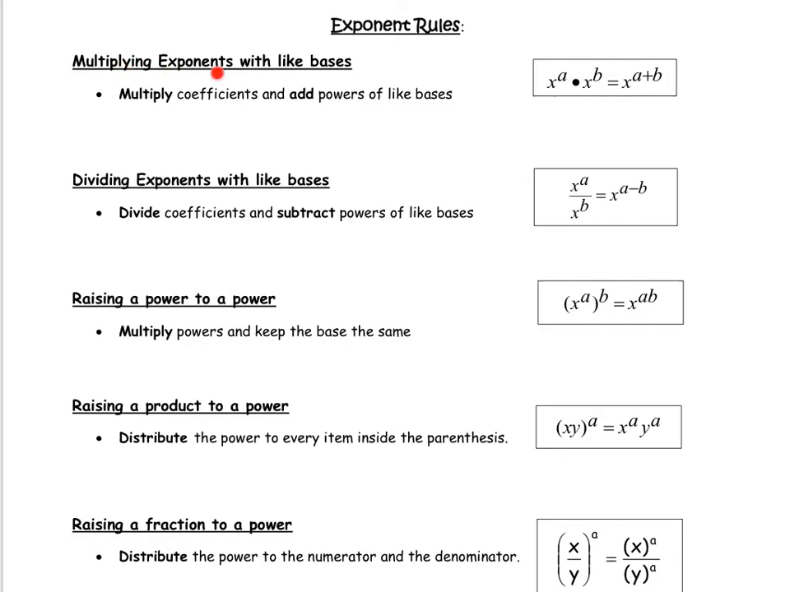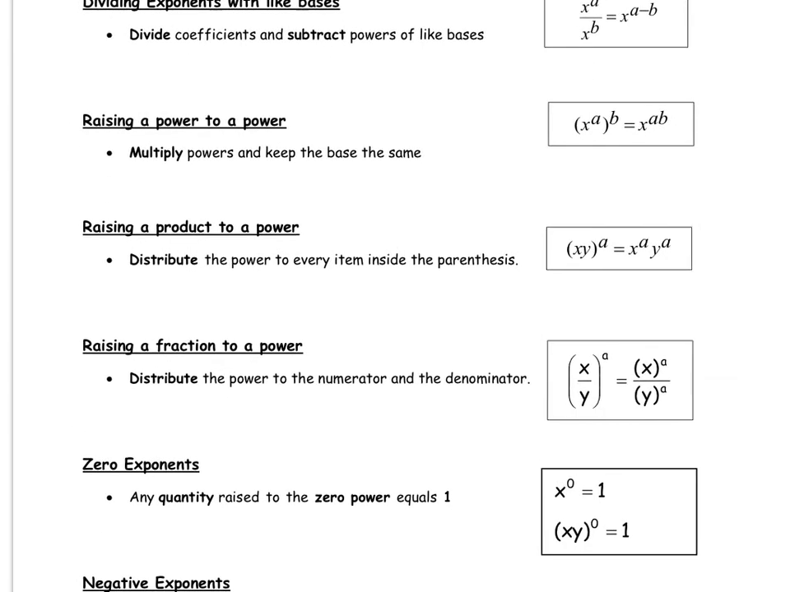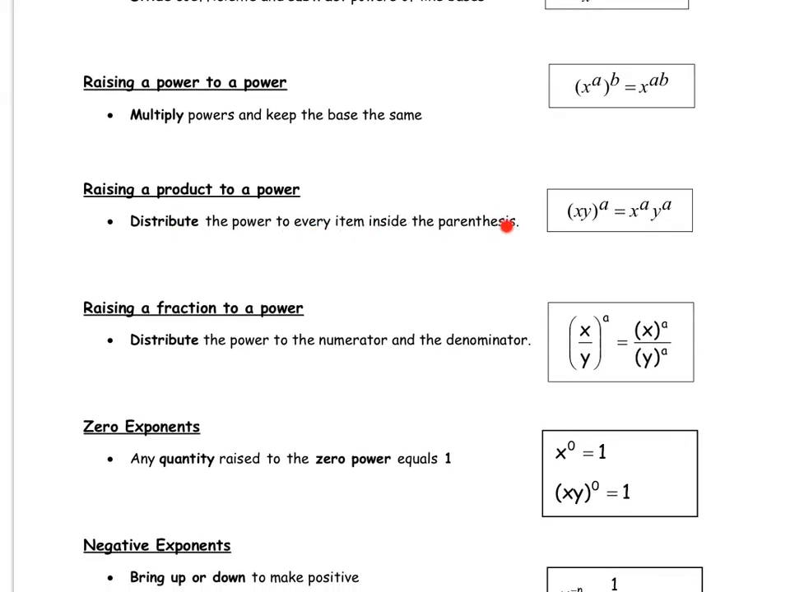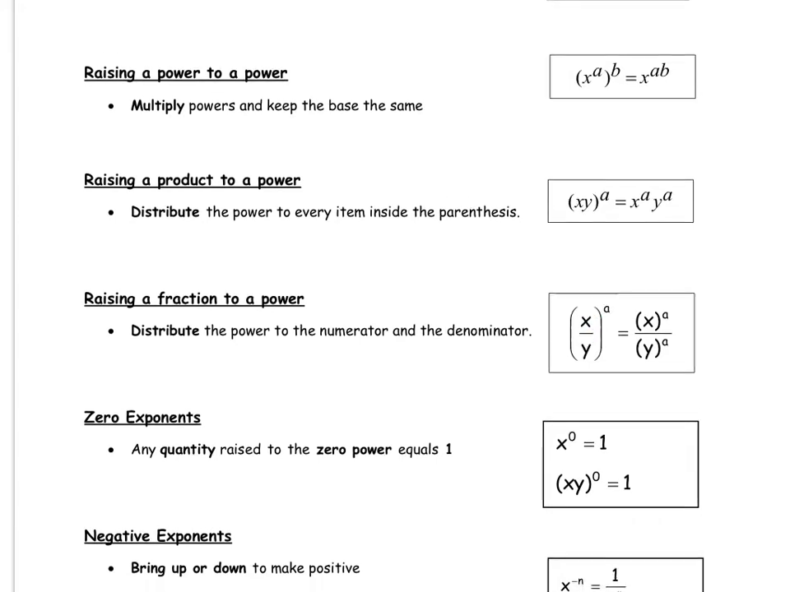When you're multiplying exponents with like bases, x's are the bases, we keep the base and add the powers. When I'm dividing exponents with like bases, I keep the base and subtract the powers. When I raise a power to a power, I multiply the powers and keep the base the same. When I raise a product or more than one thing to the power, I distribute the power to everything inside. When I raise a fraction to a power, I distribute the power to the numerator and the denominator. So these are the rules you've learned so far.